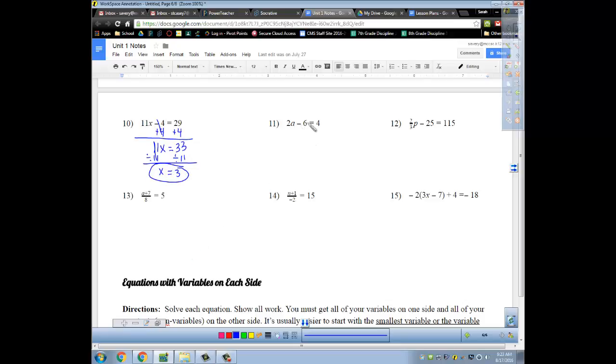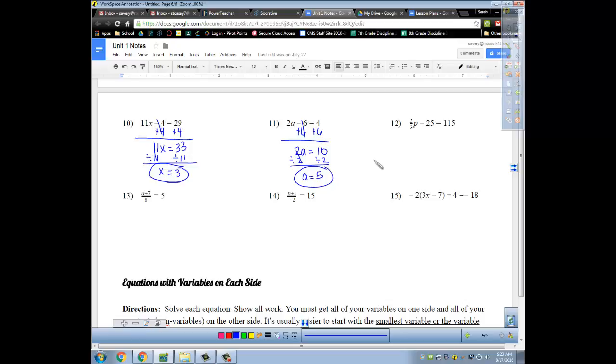Number 11, instead of minus 6, I'm going to add 6 to both sides to get 2a equals 10. Then divide both sides by 2 to get a equals 5. When you have multi-step equations like this, I'd say about 80 to 85% of the time, your last step will be to divide by whatever number is in front of your variable.